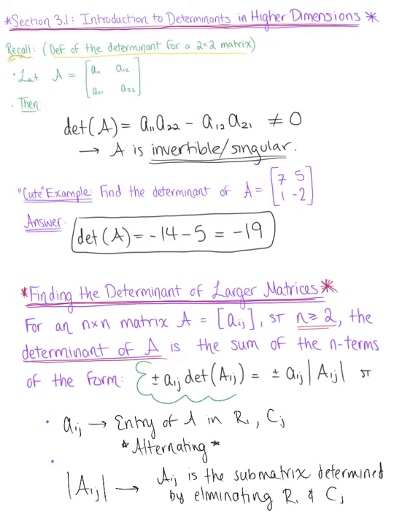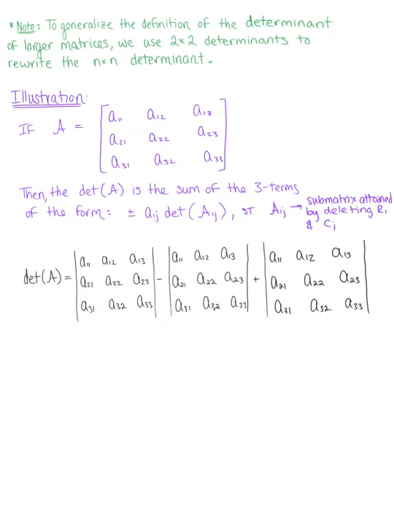And so we call this our recursive definition for finding the determinant of an n by n matrix, where n is greater than or equal to 2. We want to make a little love note here to ourselves that to generalize the definition of the determinant of a larger matrix, we use the 2x2 determinants to rewrite this larger matrix.